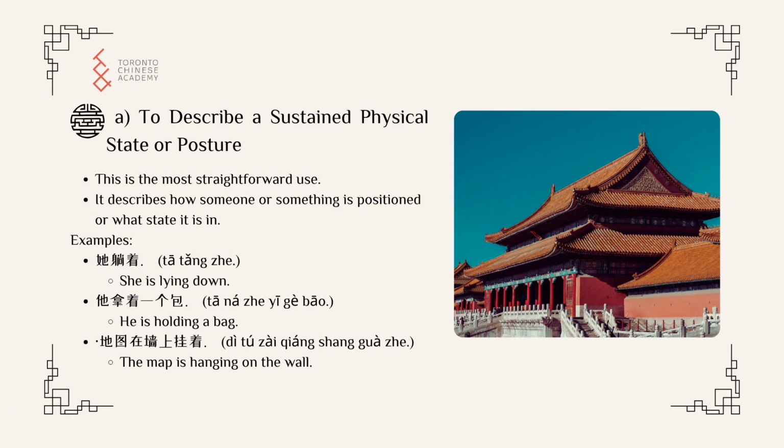This first situation is the most straightforward use. It describes how someone or something is positioned or what state it is in. For example, you could say 她躺着, she is lying down. You could also say 她拿着一个包, she's holding a bag. And lastly, you could say 地图在墙上挂着, the map is hanging on the wall.